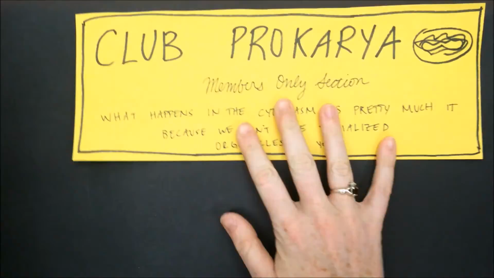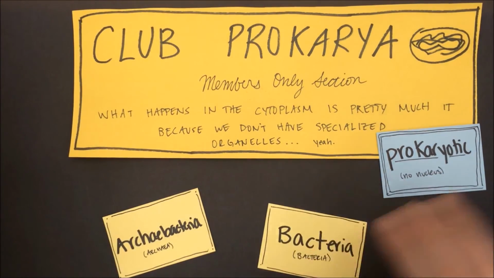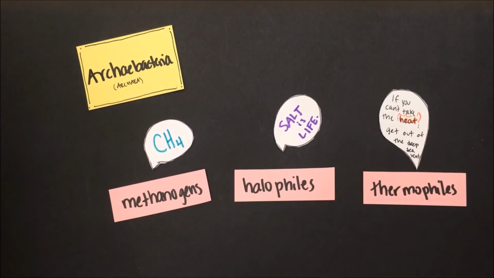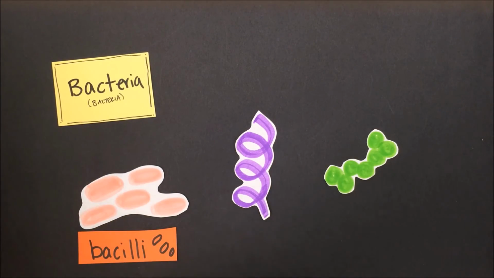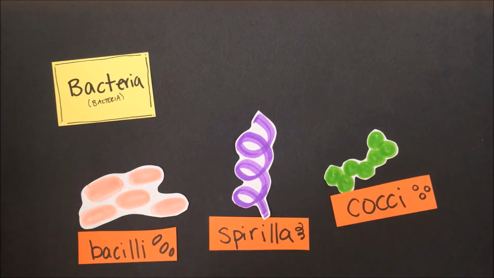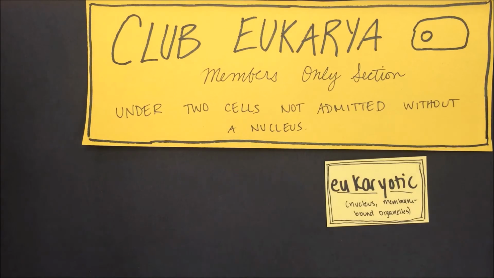Now's the part where I'm going to review everything really fast. Our prokaryotic kingdoms of life, which means they don't have a nucleus, are Archaea and bacteria. Our 3 kinds of Archaea are methanogens, which make methane, halophiles, which live in salty places, and thermophiles, which live in hot places. Our three main shapes of bacteria are bacilli, which are rod-like, spirilla, which are spiral-shaped, and cocci, which are round.